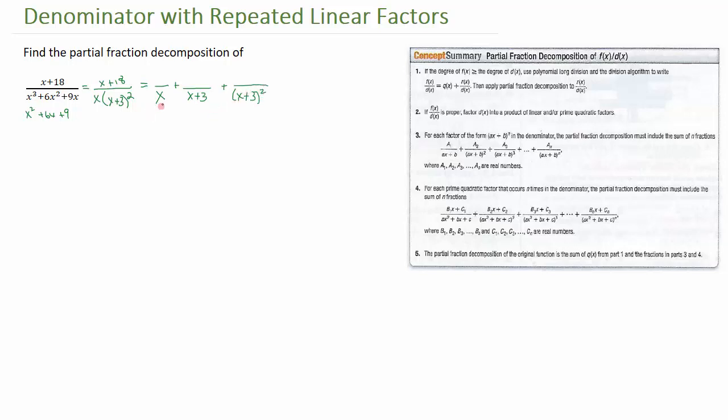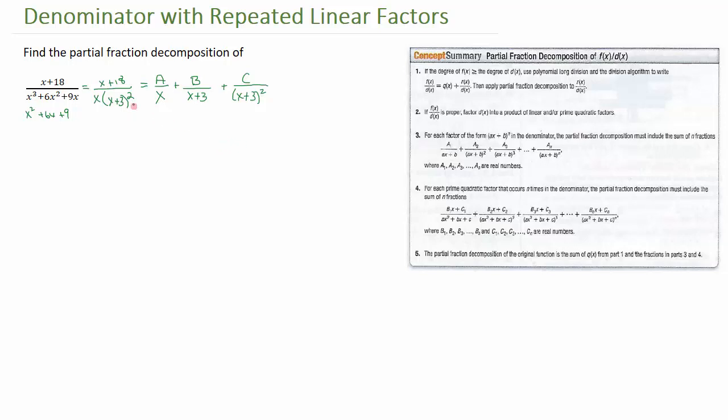Because, in essence, these are all linear factors. This is just a linear factor being squared. We have to have our constants on top. But we're going to have A, B, in this case, C. From here on out, it's really no different than the other problems that we've seen before.